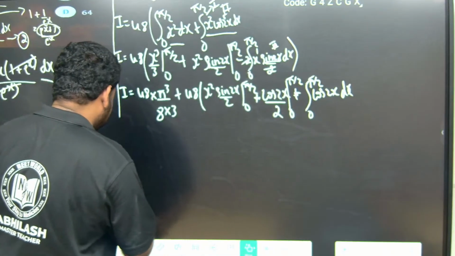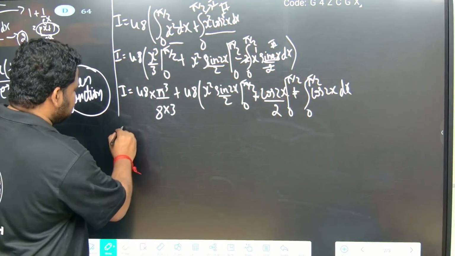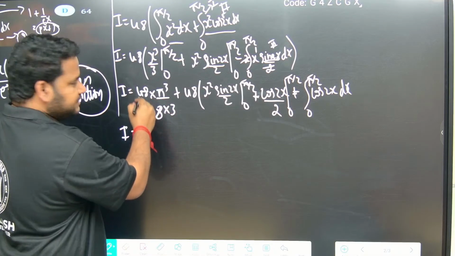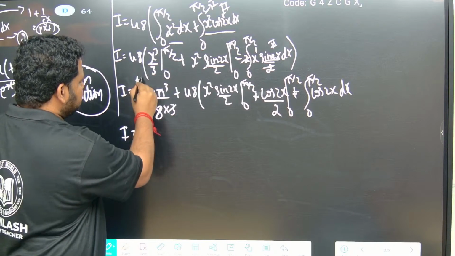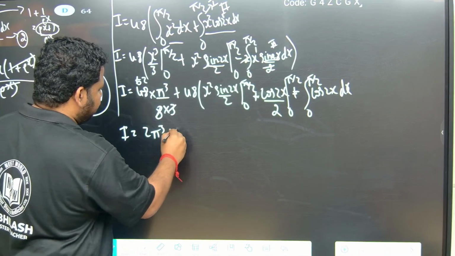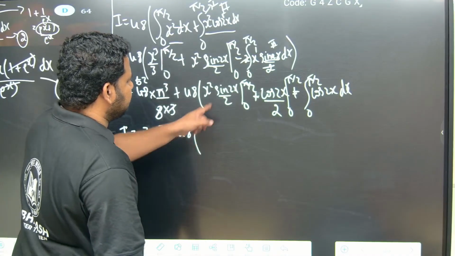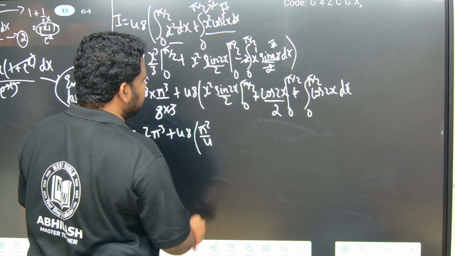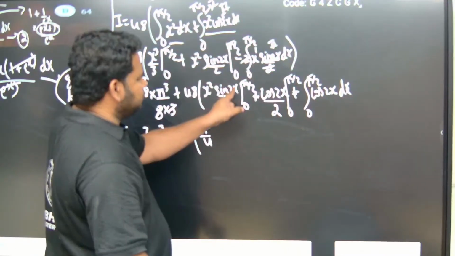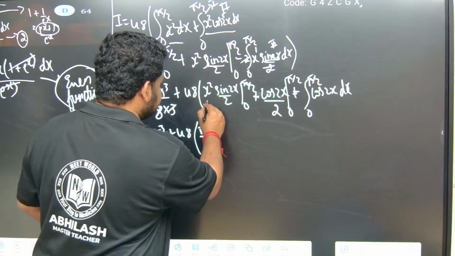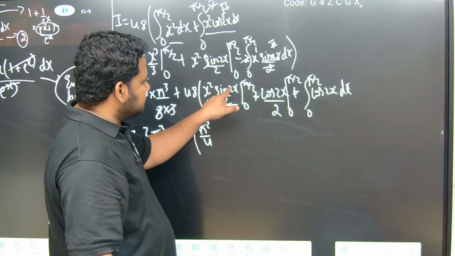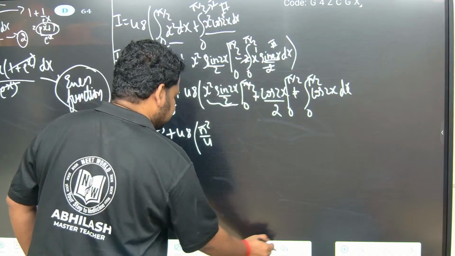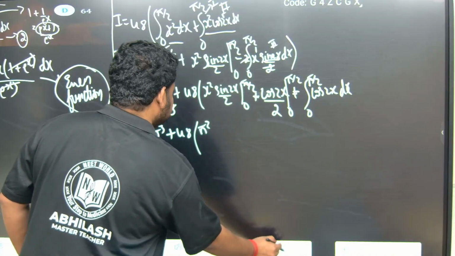Now look at this. I is equal to 48 times, 8 sixes are 48, 3 ones are 3, 2s are. So I will get 2 pi cube plus 48 into x square sin 2x at pi by 2. x square is pi square by 4, sin 2x is sin of 2 into pi by 2, that is sin pi. Sin of any multiple of pi is 0, so this entire term will become 0.